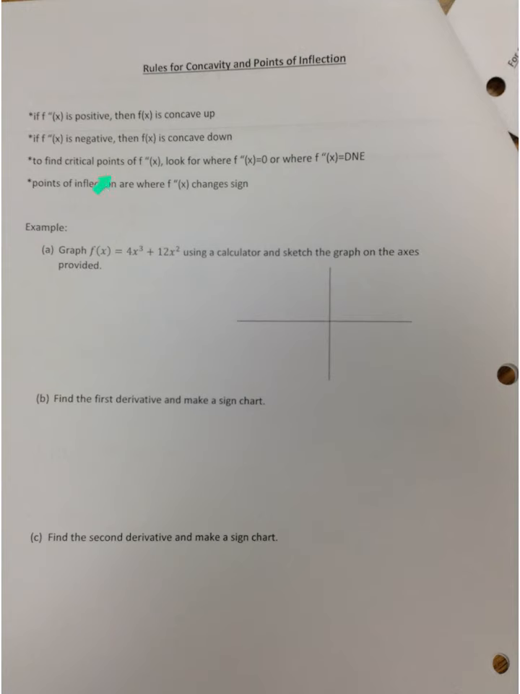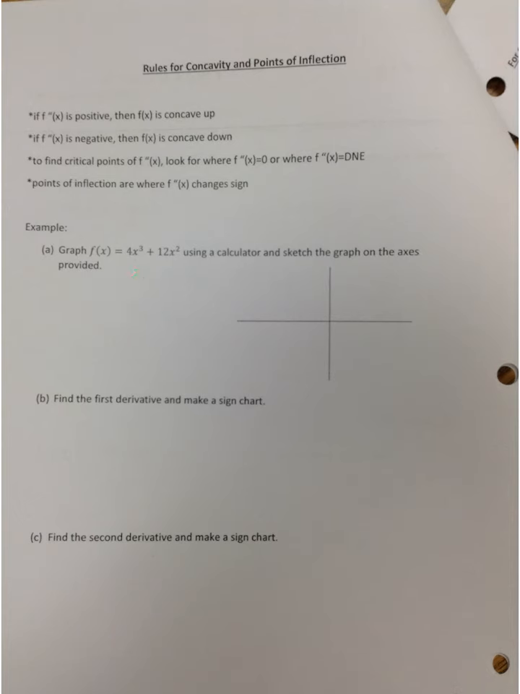Okay, so if we want to find critical points for the first derivative, remember we took the first derivative and set it equal to 0, or we would see where it didn't exist. Well, the same thing happens here. If we want to find the critical points in the second derivative, we would look for where the second derivative is equal to 0, or where the second derivative doesn't exist. And we're going to find that we have points of inflection, and I'll explain what that is, when the second derivative changes sign.